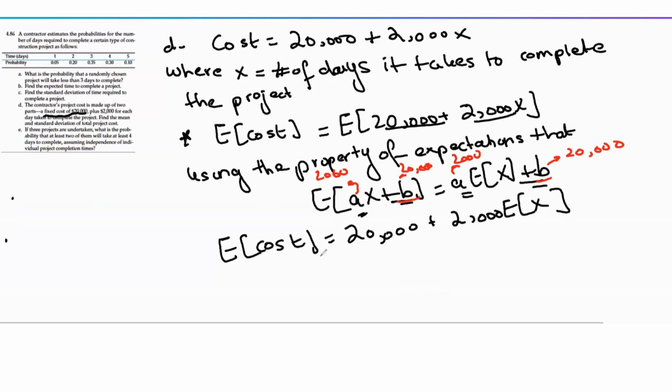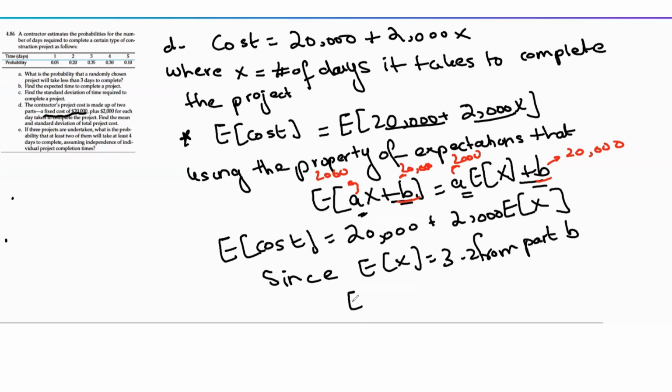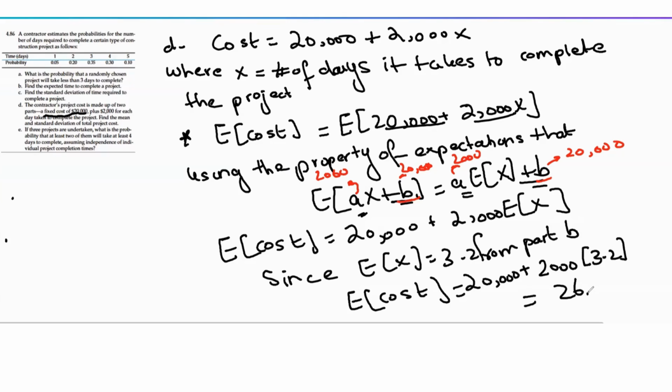Now, since the expected value of x is 3.2, which we found in part B in part 1 of this video, the expected value of cost is equal to 20,000 plus 2,000 times 3.2, since we know what the expected value of x is. This turns out to be $26,400 as the expected value of cost.